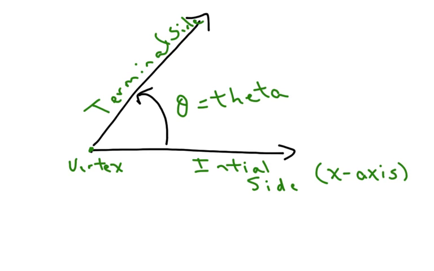The first thing we're going to deal with here is just look at the vocabulary. We'll be talking about angles. The initial side for us is always the x-axis. That's where we start at. Our angle, we're going to usually use theta. That's how you spell it. Our vertex is always the origin. And the terminal side is where the angle ends. So that's just vocabulary, but it's normal angles like you did in geometry.